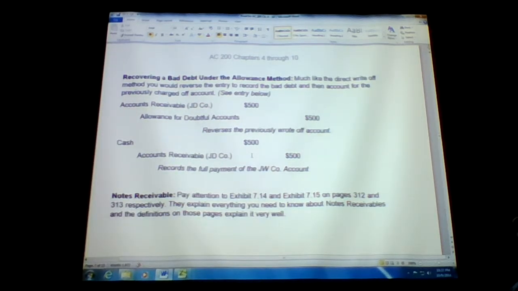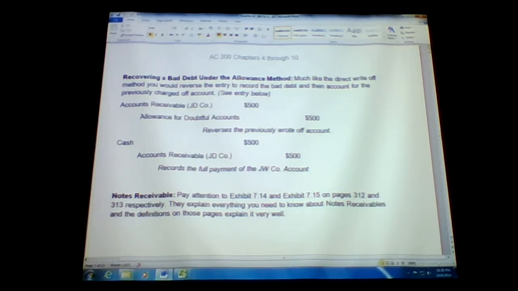Recovering a bad debt under the allowance method. Much like the direct write-off method, you would reverse the entry to record the bad debt and then account for the previously charged off account. See entry below. Accounts receivable, JD Company. We are debiting it, $500, because we are recovering it.